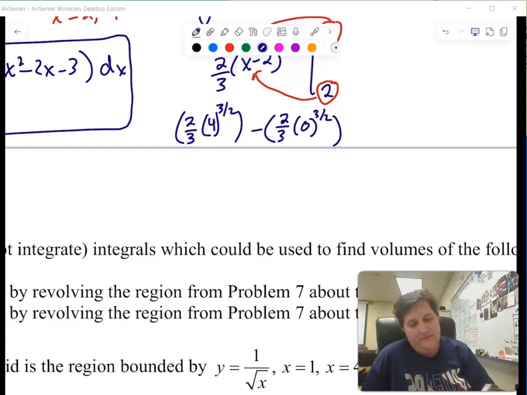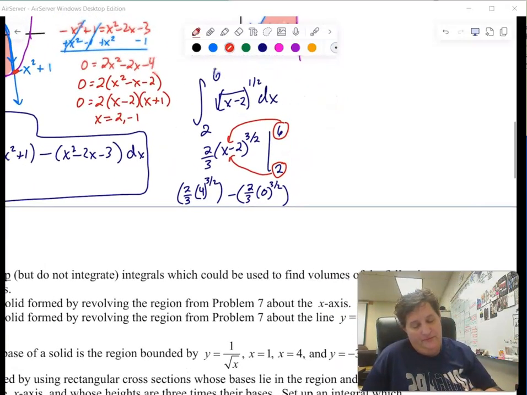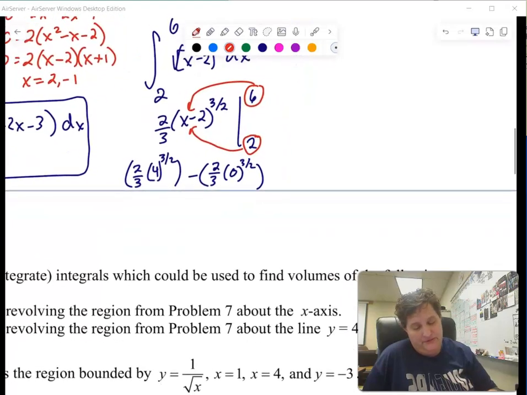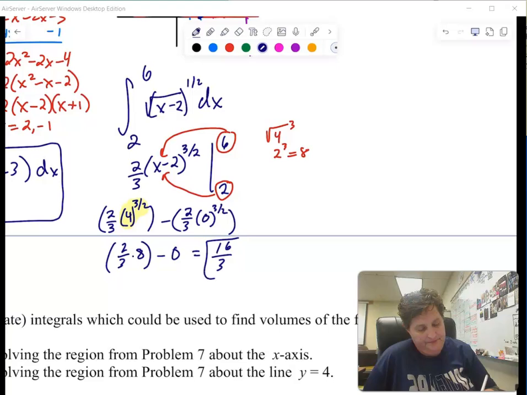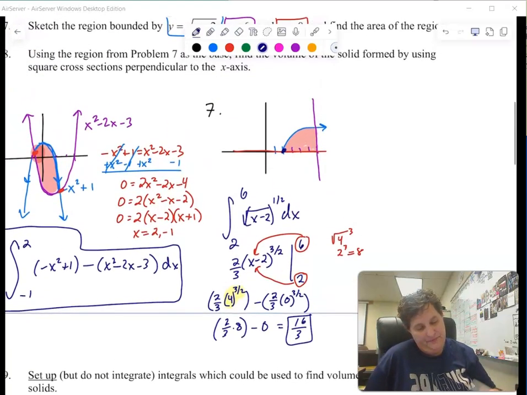I would box my answer. This being a multiple choice, or no, I mean, it's not a multiple choice. If it were a multiple choice, I'm going to show you how to do it. You do need to know how to do this, 4 to the 3/2. Well, without a calculator, the 2 means the square root of 4 to the 3rd. So the square root of 4 is 2, and then 2 to the 3rd is 8. So it's 2/3 times 8 minus 0. So that's like 16/3. Okay, and there's the area of the region.